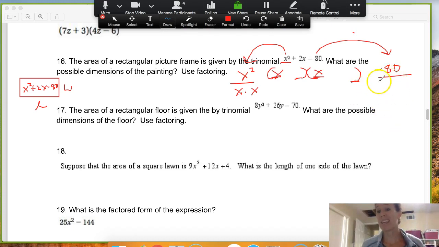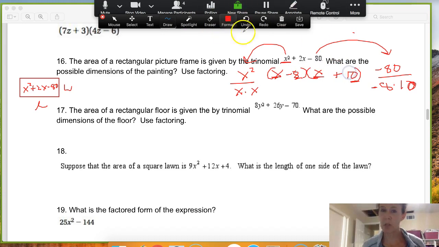I know 80 is 8 times 10. If I add 8 and 10, I do get 2, but only if one of them is negative. Well, I have negative 80, so I want one of them to be negative. Negative 8 times positive 10 gives me negative 80. Negative 8 plus 10 does give me 2. So there it is, negative 8 and positive 10.